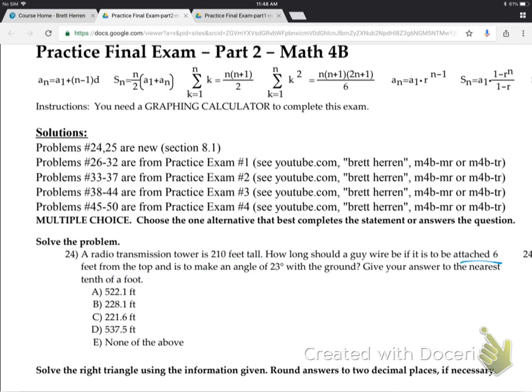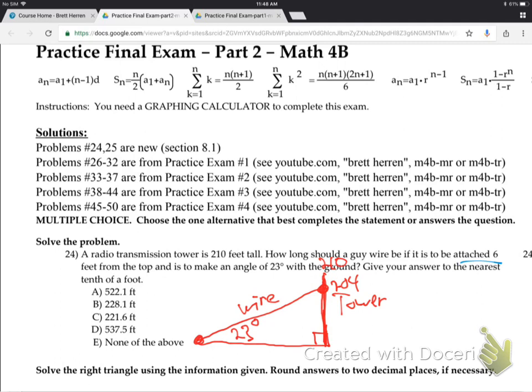All right. So a picture would be helpful, I think. So it's kind of like this. We've got this radio tower, and we're attaching a guy wire to the ground. This is the wire. It's a right angle, assuming that the tower goes straight up, not the leaning tower. The tower goes up to 210 feet, but we're attaching it 6 feet below that, so 204. And the angle's 23 degrees with the ground.